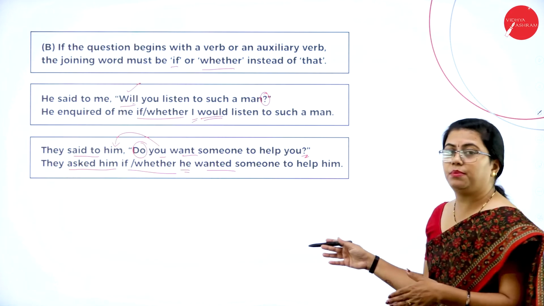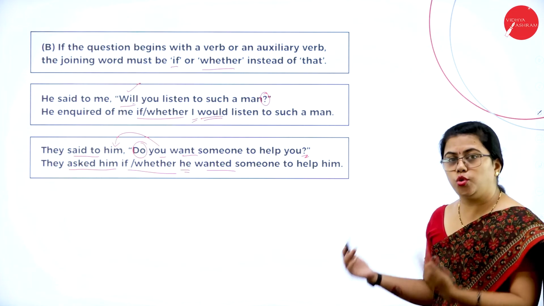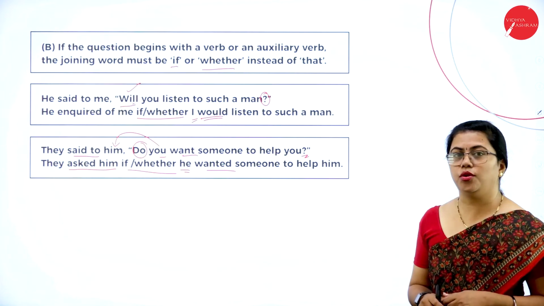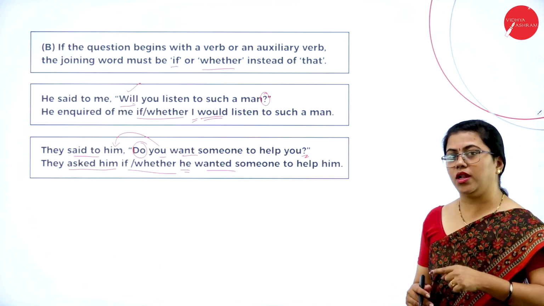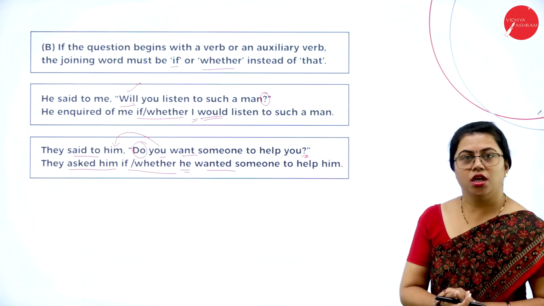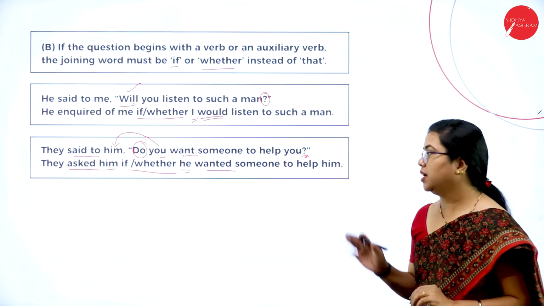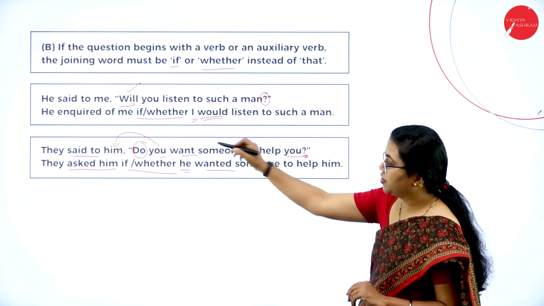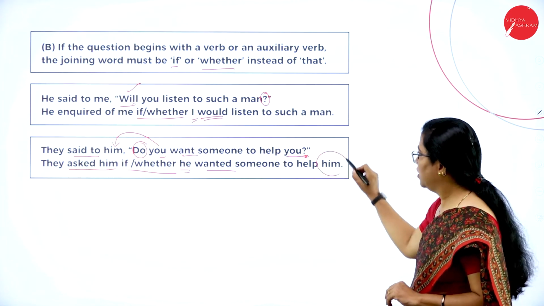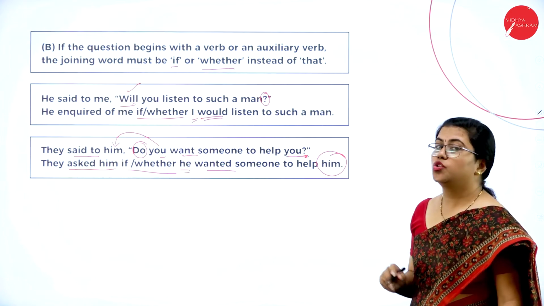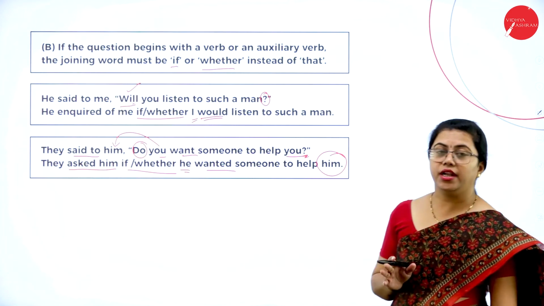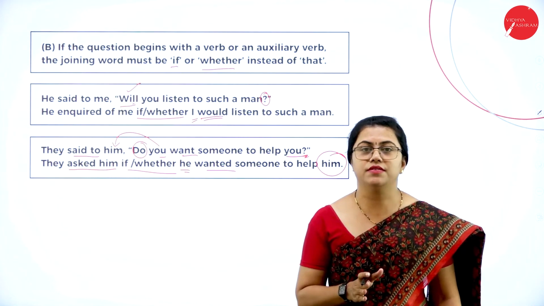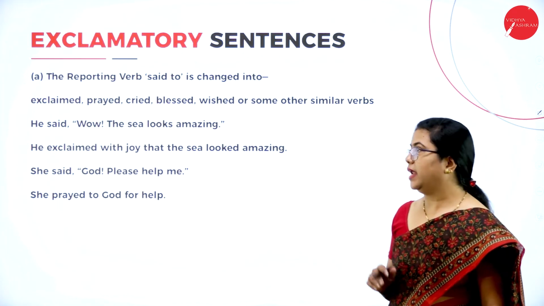So everything you have to keep in mind. All the rules work together when you are changing from direct to indirect speech. We have learned one by one, but you need to combine all the rules together whenever you are changing like this. So he wanted someone to help him. Again, this you refers to him only. So again, a him is used. So this is how you change from interrogative. You change an interrogative sentence from direct speech to indirect speech.